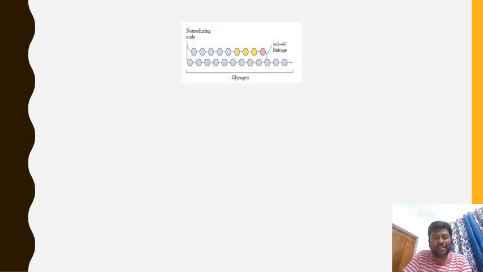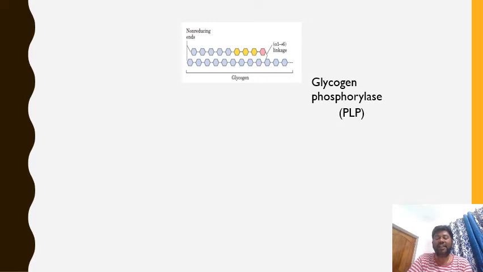Consider this is one of the open ends of the glycogen molecule. From this non-reducing end, the glucose molecules will be removed one by one by the trimming enzyme, which is otherwise called glycogen phosphorylase. This enzyme needs pyridoxal phosphate, vitamin B6, as its coenzyme. It is an important MCQ point: the only enzyme in carbohydrate metabolism which uses vitamin B6 or PLP is glycogen phosphorylase.